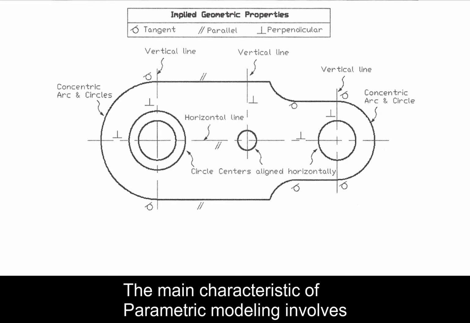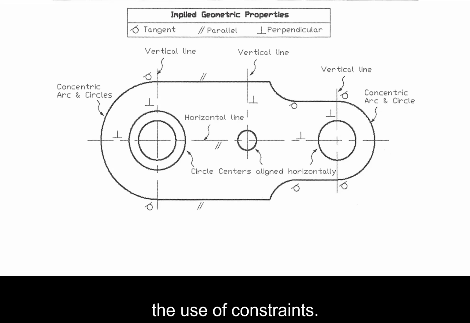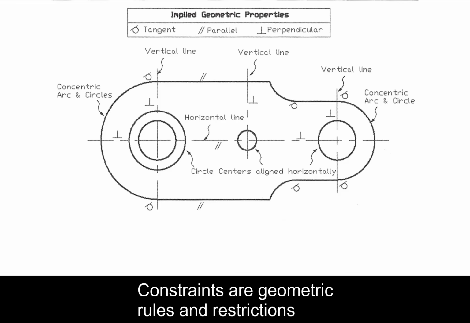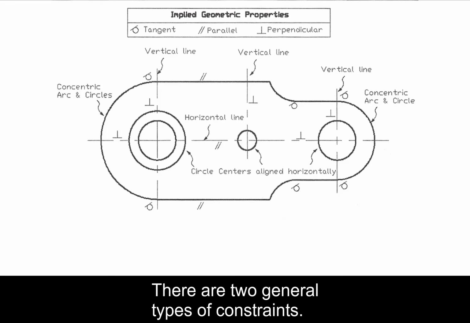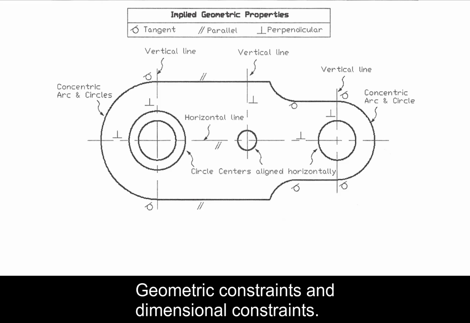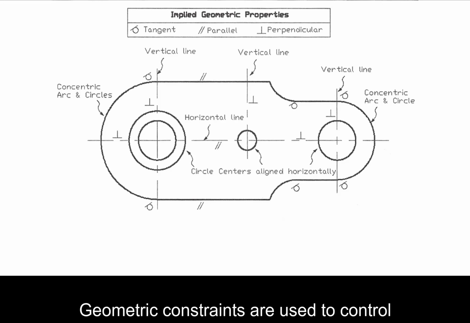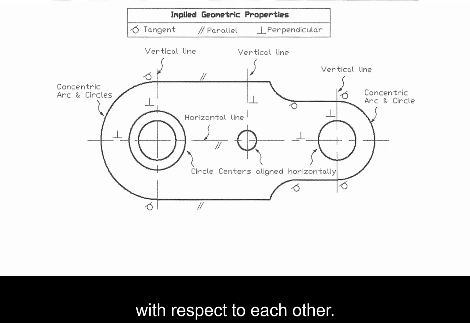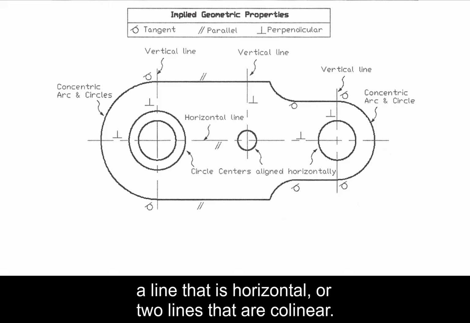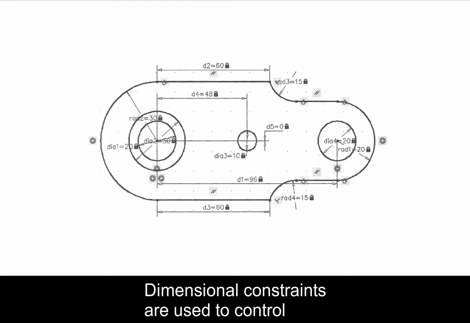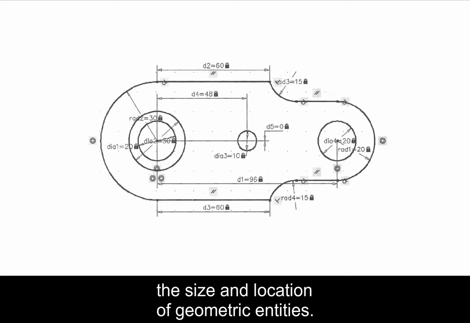The main characteristic of parametric modeling involves the use of constraints. Constraints are geometric rules and restrictions applied to 2D geometry. There are two general types of constraints: geometric constraints and dimensional constraints. Geometric constraints are used to control the geometric relationship of objects with respect to each other. For example, a line that is tangent to an arc, a line that is horizontal, or two lines that are collinear. Dimensional constraints are used to control the size and location of geometric entities.